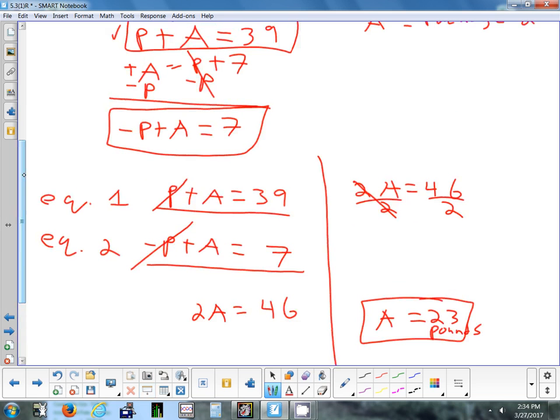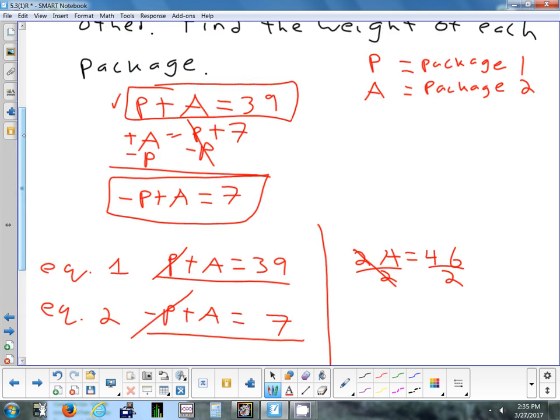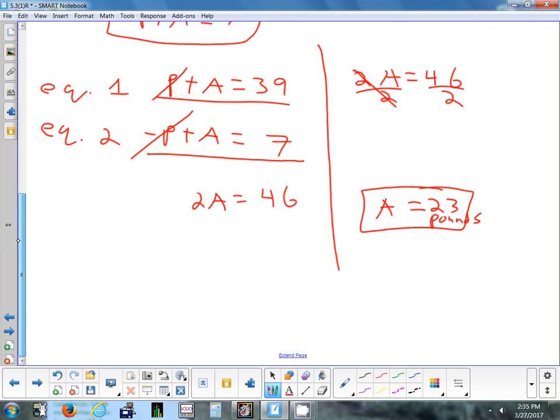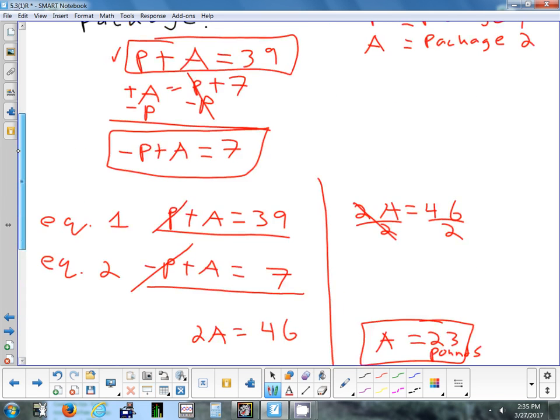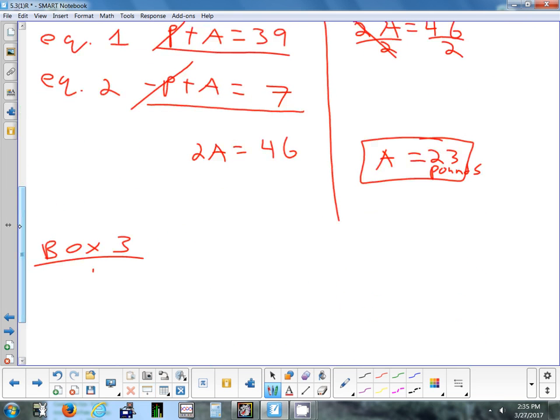All right. Which equation here would be easiest? Well, actually, go back to the original. Which one is easiest to use? The first one or the second one? Yeah, I would use the first one. P plus A equals 39. Okay, so in this is box 3. I just ran out of space. P plus A equals 39.